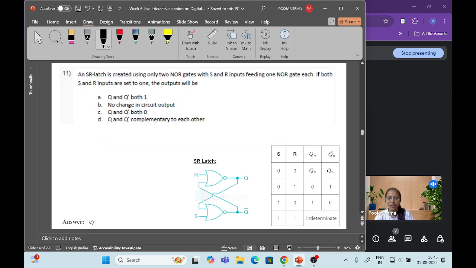Okay, so moving to the next question. An SR latch is created using only two NOR gates, with SR inputs feeding one NOR gate each. If both SR inputs are set to 1, the output will be: option A, Q and Q dash both 1. Option B, no change in the circuit output. Option C, Q and Q dash both 0. And option D, Q and Q dash complementary to each other. So what will be the answer?